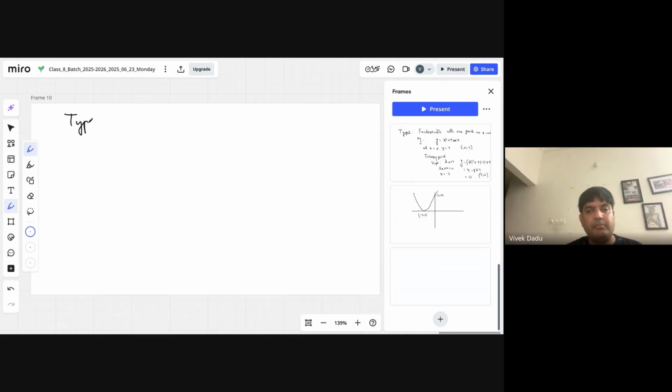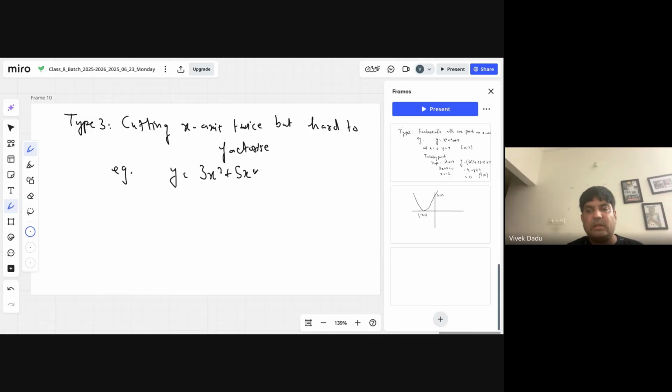Type 3. Cutting the x-axis twice, but hard to factorize. Example, y equal to 3x square plus 5x plus 1. Again, initial step, same. At x equal to 0, y is 1. So 0 comma 1. Then turning point.